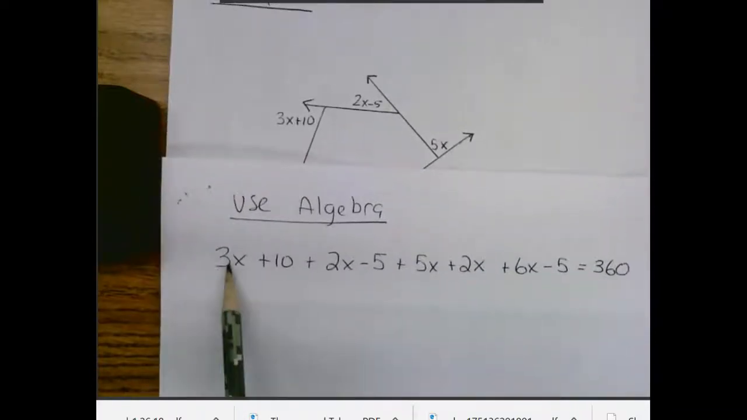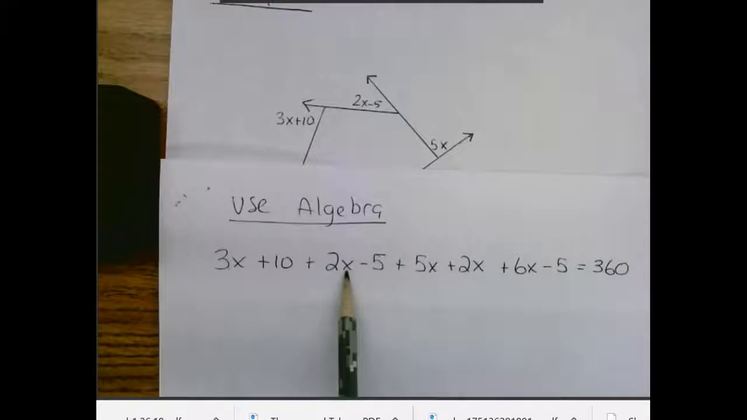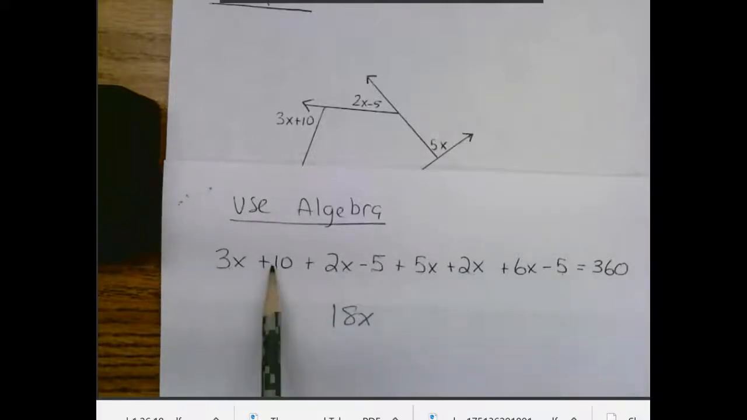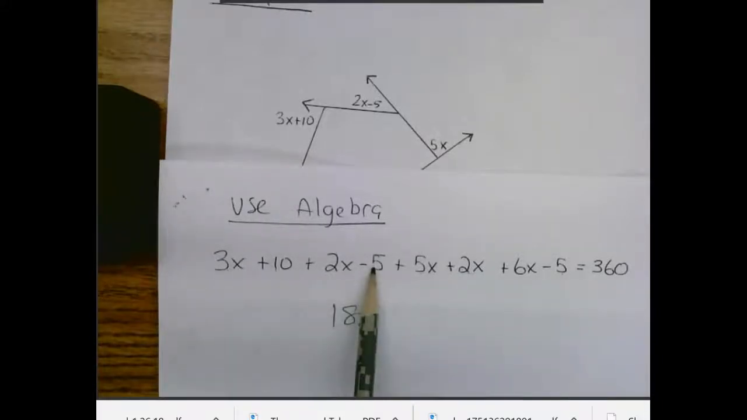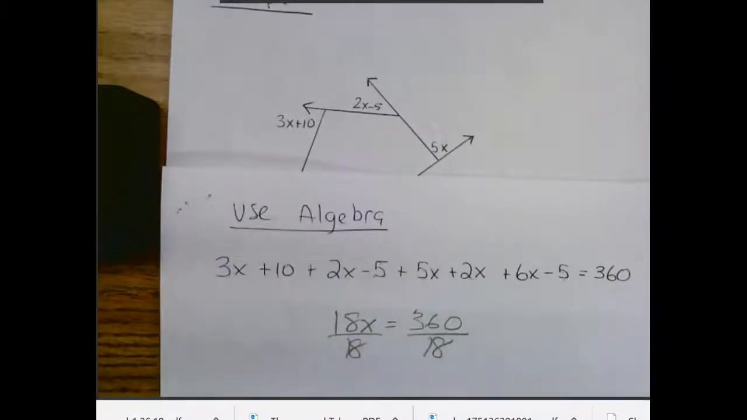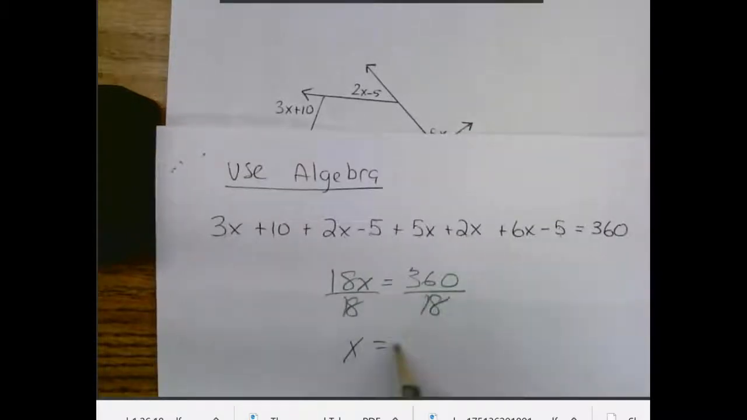Then we collect like terms. So we got 3x, we got 5x, we add those together. Then we got 10x, 12x, looks like 18x. And then we do these, plus 10, and then we got minus 5, so it's 5. And then we have minus 5, so 5 minus 5 is 0. So then it comes out to be 18x equals 360. We're going to divide by 18. And then we do the math here. And we get x equals 20.